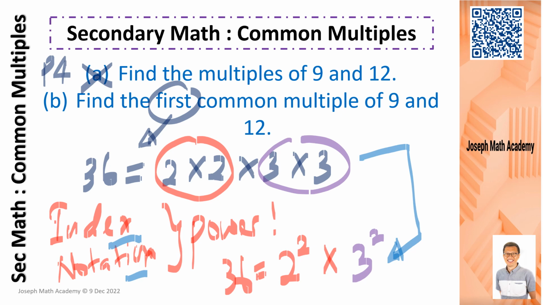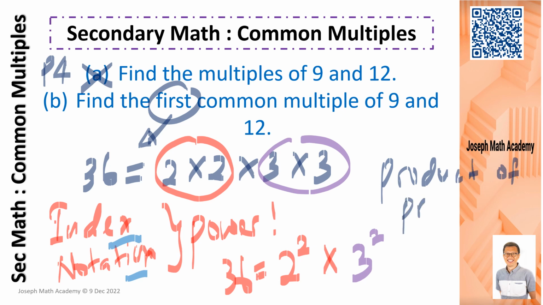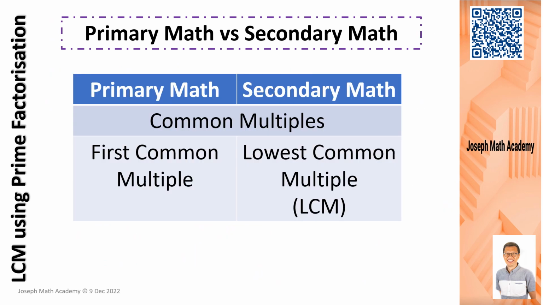Let me write down what I've just said so that it's clearer for you. It is the product of prime numbers using index notation. Okay, right?